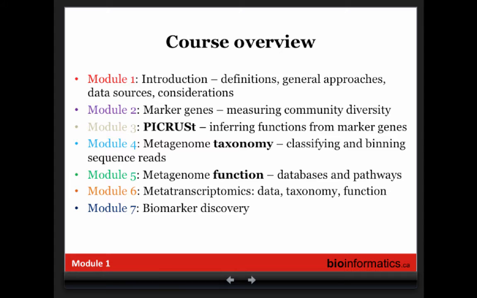So in this particular module, we're just going to define some of the terms, talk about some of the general approaches to doing these types of analyses, and again, general discussion.